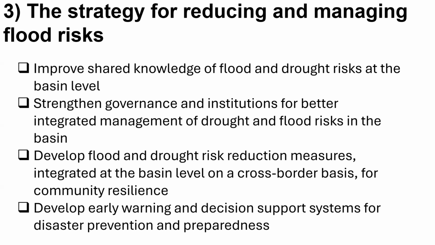4 ideas: First, improve shared knowledge for flood and drought. Secondly, governance and institutions for better integrated management of drought and flood risk in the basin. 3, develop flood and drought risk reduction measures, integrated at the basin level and cross border. And 4, develop the early warning and decision support system for disaster prevention. So these are the 4 ideas on which the Volta Basin Authority decided to make this tool.